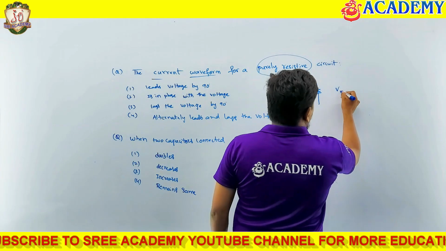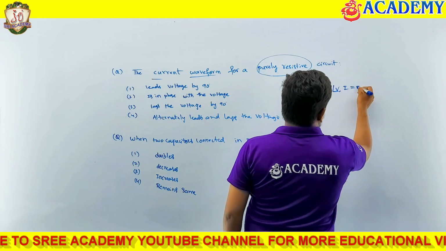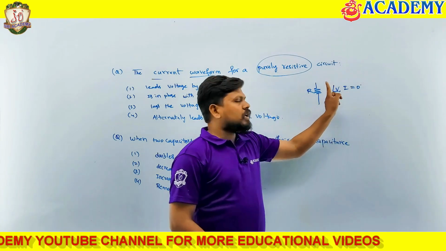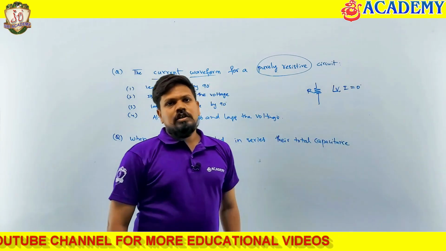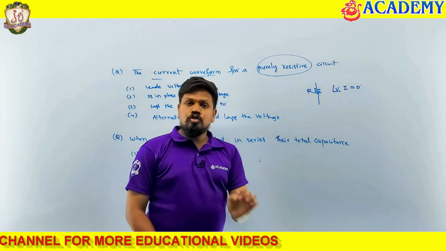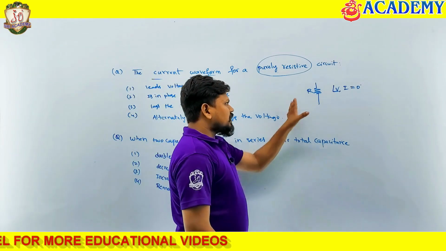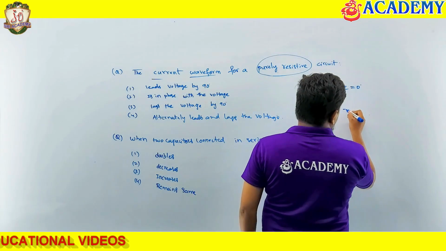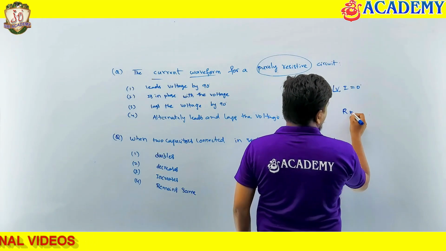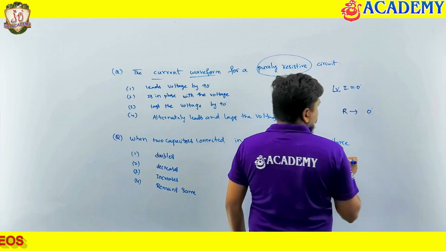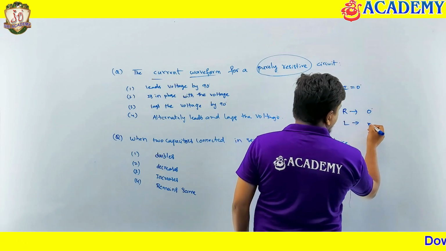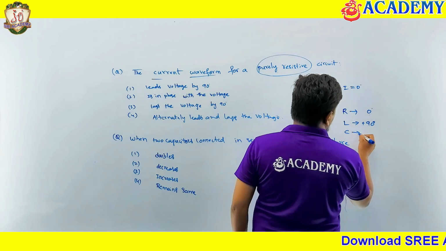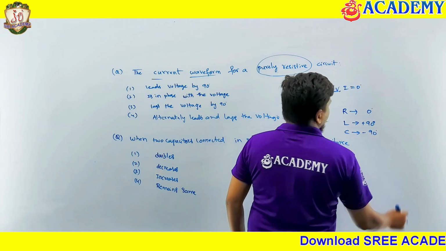That means the angle difference between voltage and current is 0 degree, or the angle difference between the current waveform and voltage waveform is 0 degree. This is a simple question and they have asked it many times. For the analysis, we will see some more elements also. Whenever only resistance is there, the angle will be 0 degree. Whenever only an inductor is there, the angle will be plus 90 degree. Whenever only a capacitor is there, the angle will be minus 90 degree.